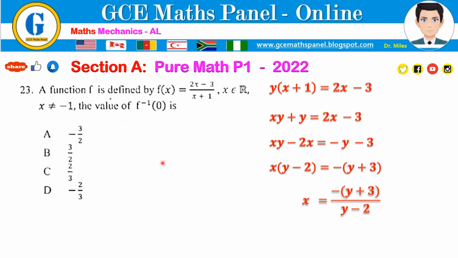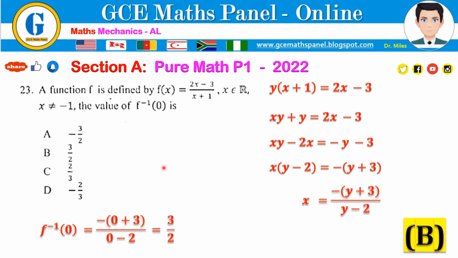So f inverse of 0 will now be equal to... since our f inverse is equal to this, f inverse of 0 will be equal to negative into 0 plus 3, all over 0 minus 2. And that gives us 3 over 2. All right, so that's what we have.